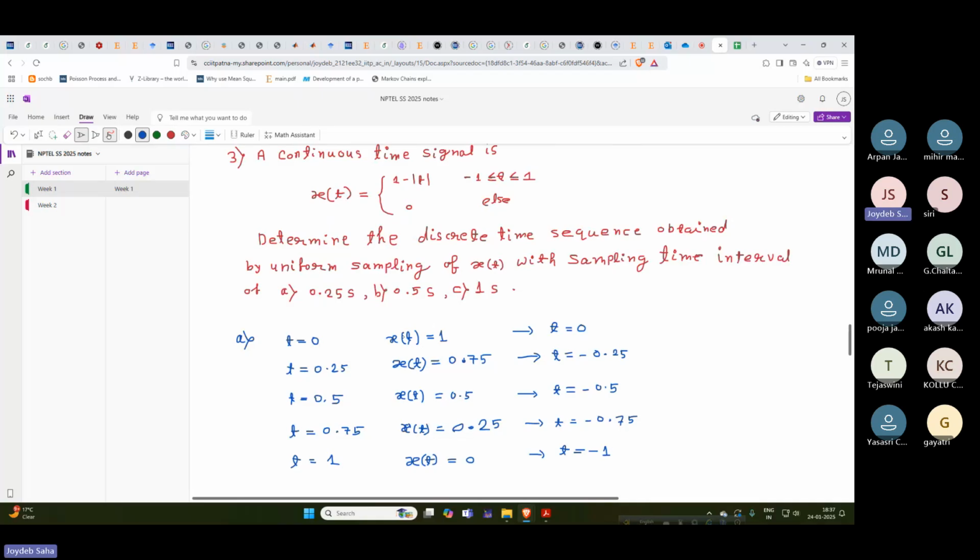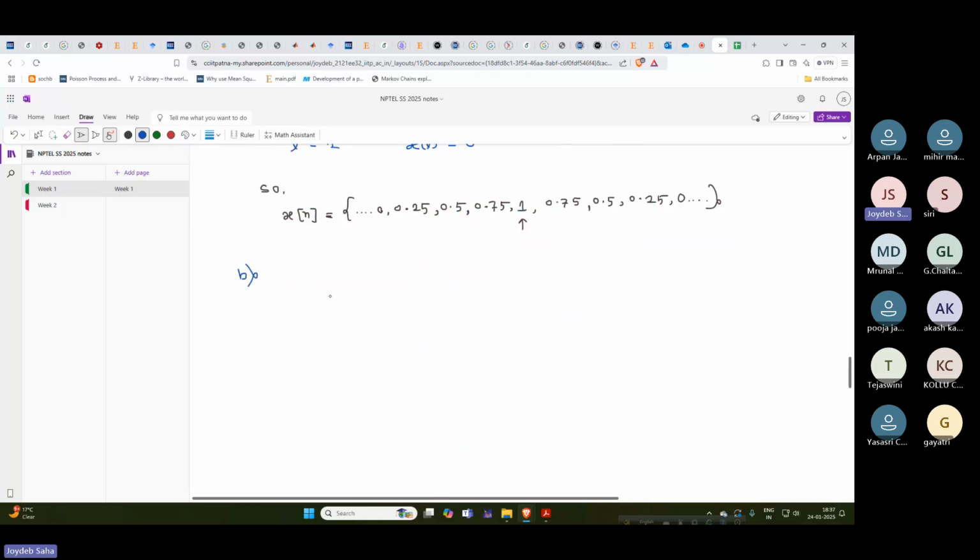Okay. Let us start then solving it. So again, we will start from t is equal to 0. At t is equal to 0, x of t was 1. At t is equal to 0.5, x of t will be 0.5.